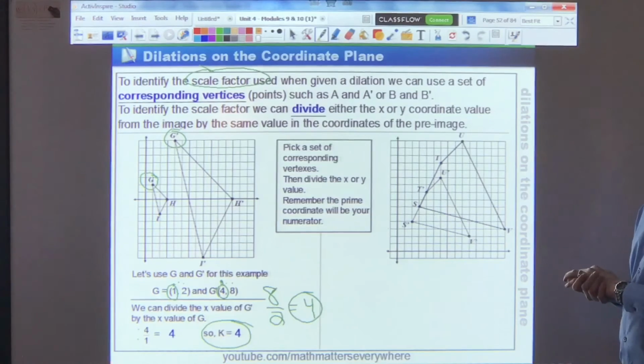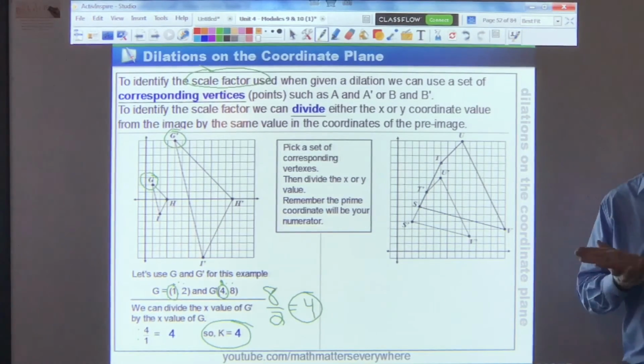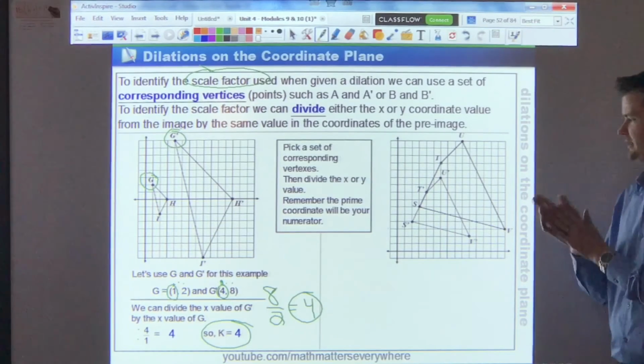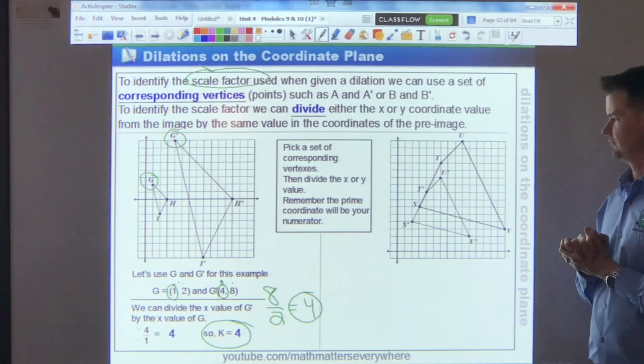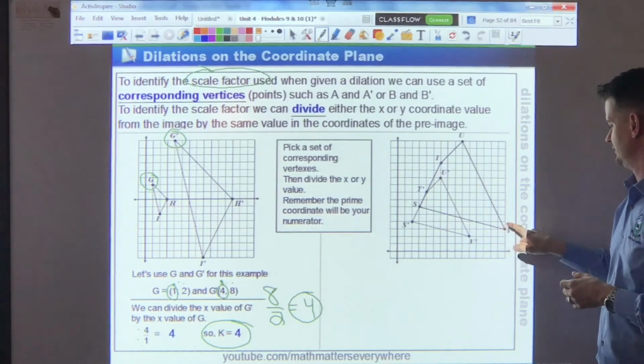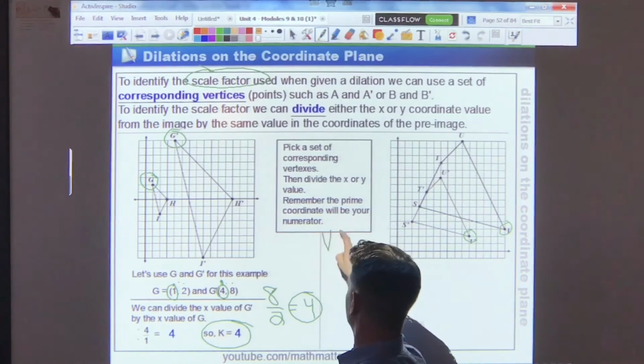Right here. Who wants to help me? Deborah. Thank you. Deborah, give me a set of corresponding points. V and V prime. Okay. So give me the coordinates for V.